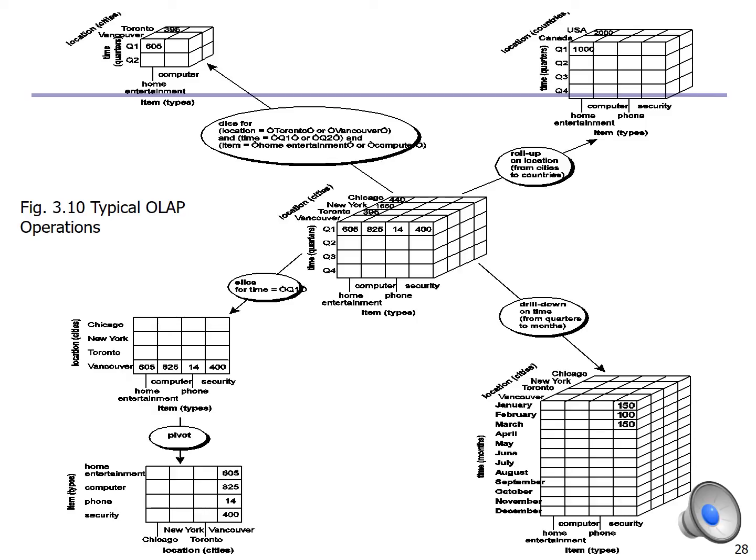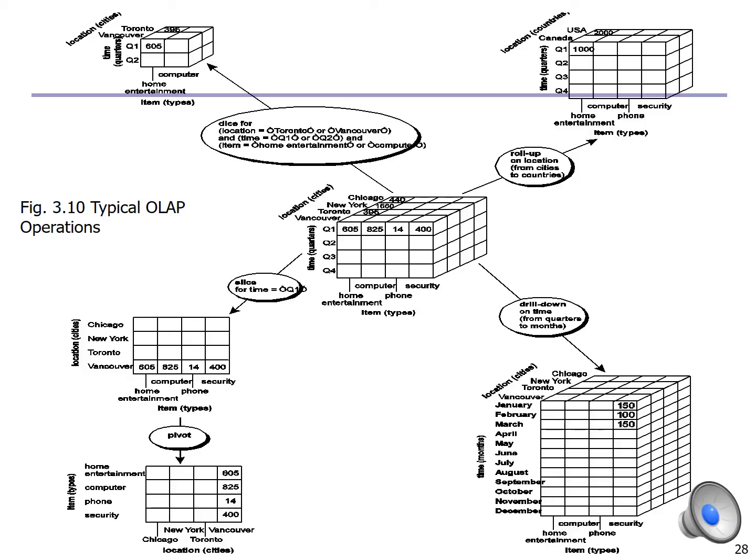Now the bottom right corner of the slide shows you how drill down is done. Instead of giving the data with respect to each quarter, we are listing the monthly data. So we have drilled down to get a greater, finer detail, right?